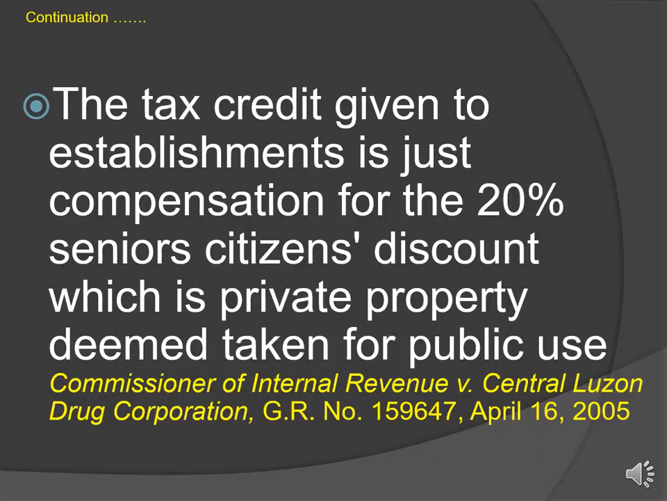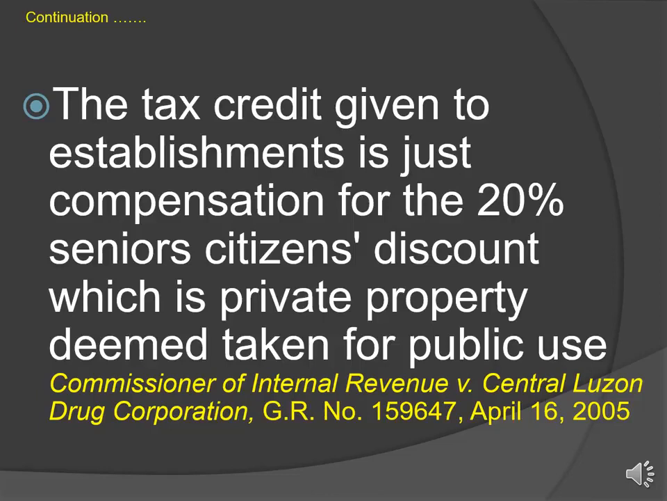Remember, the doctrine has already been reversed. But what is important for you to remember is the basis for the reversal. In short, what was the reason why there was a reversal? In not so many words, you must now discuss the concept that eminent domain pertains only to tangible property. It does not refer to intangibles. So, the tax credit given to establishments is just compensation for the 20% discount, which is private property deemed taken for public use. Let's go back and have a look at the story here.